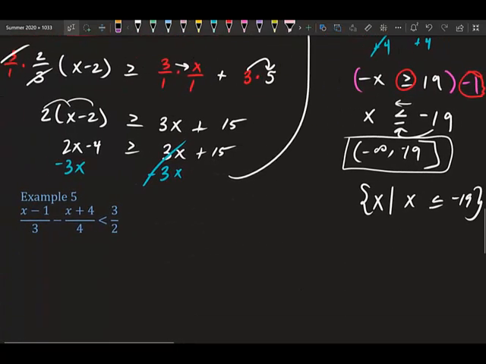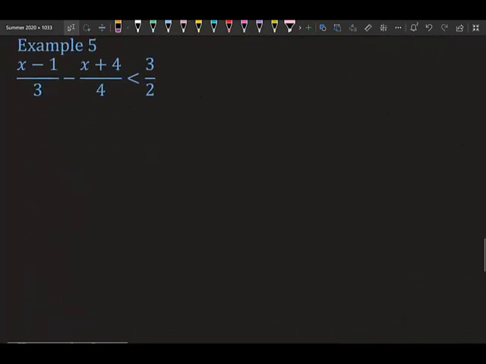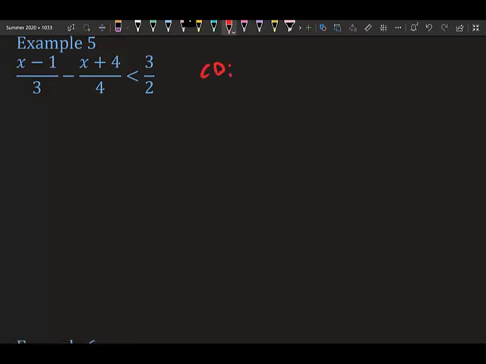All right, example 5. I don't want to work with fractions. Let's go ahead and get rid of them. So our common denominator, 3, 4, and 2, those all have 12 in common. You could use 12 or you could use 24 or any other number that they all have in common. I'm just going to use 12 because I know 3, 4, and 2 are divisible into 12. So I'm going to multiply everything by 12 over 1.